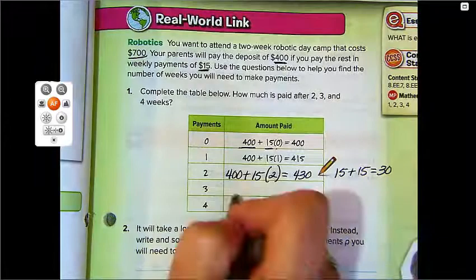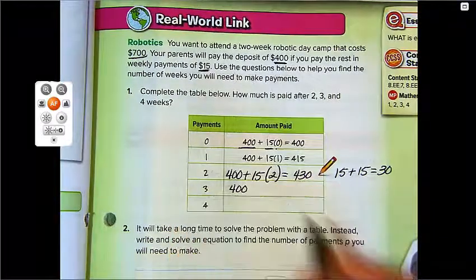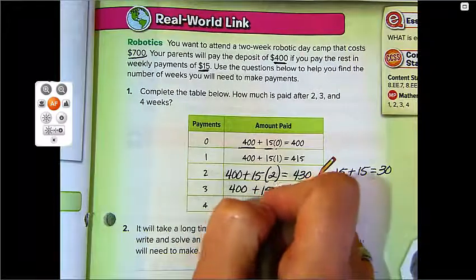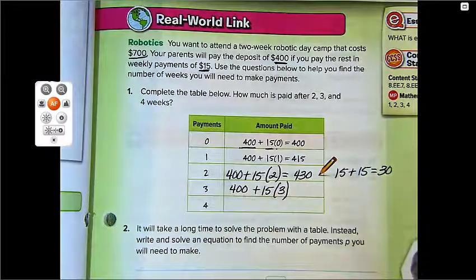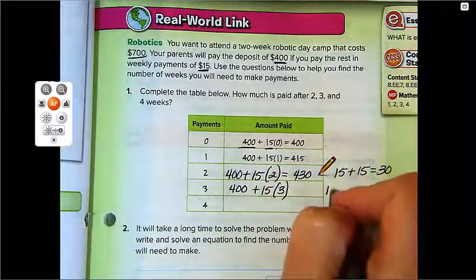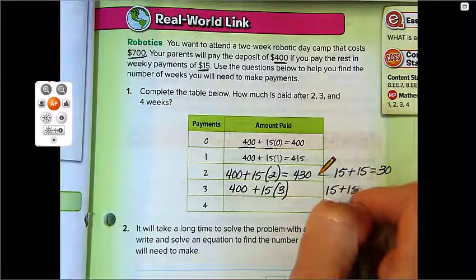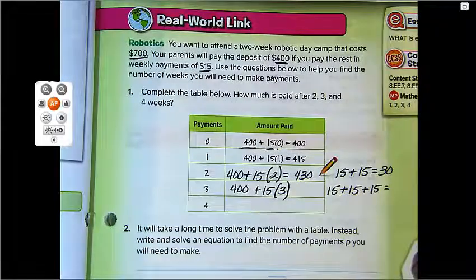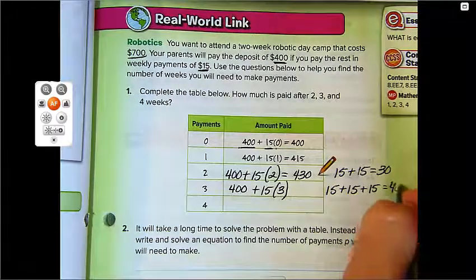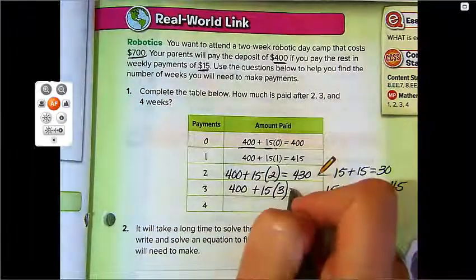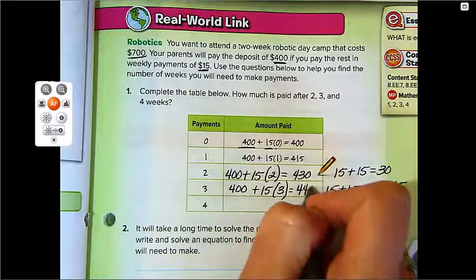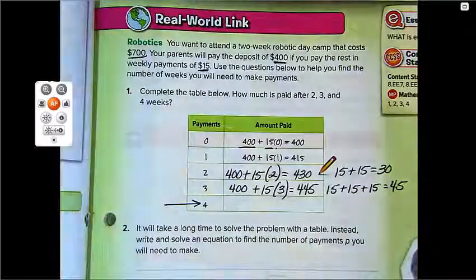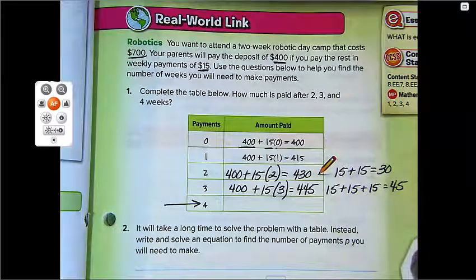So let's do week 3. Again, my original deposit of $400. I have made 3 payments of $15, so I have 15 3 times added together. And 15 plus 15 plus 15 is 45, so 45 plus 400 equals $445. Go ahead and figure out the 4th week, doing it just like we've done the 2nd week and the 3rd week.